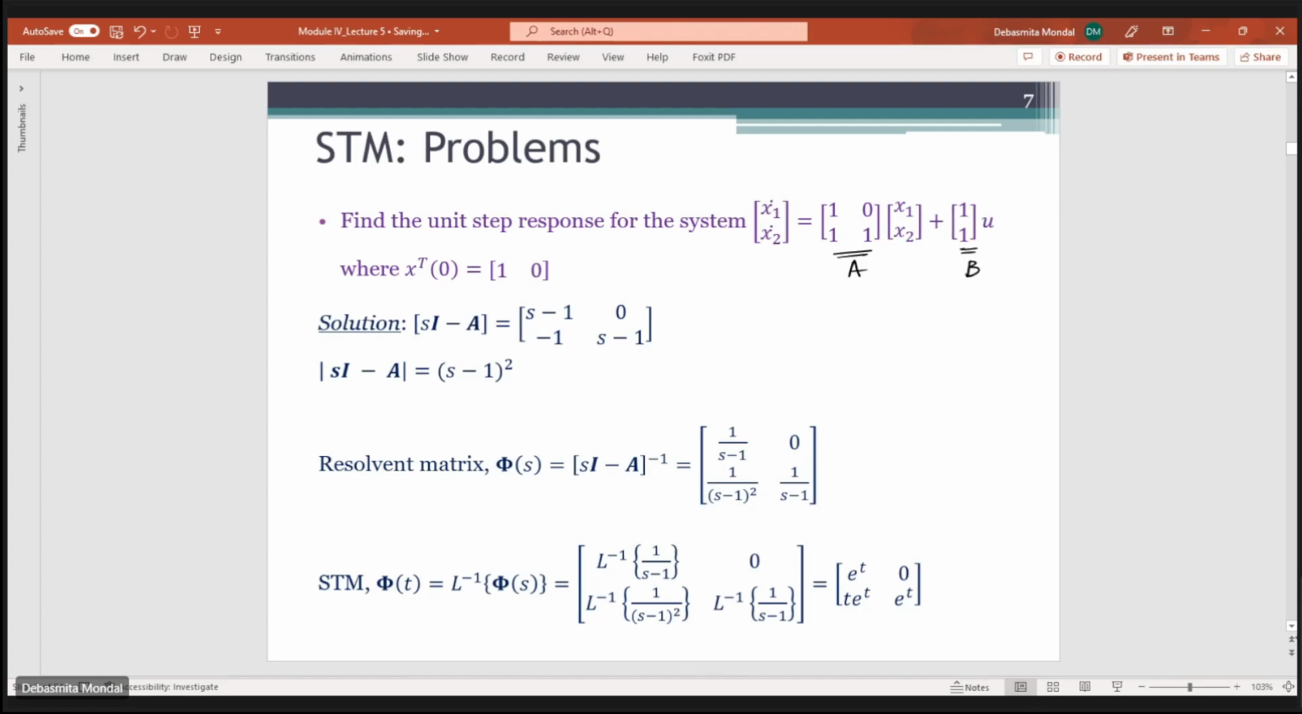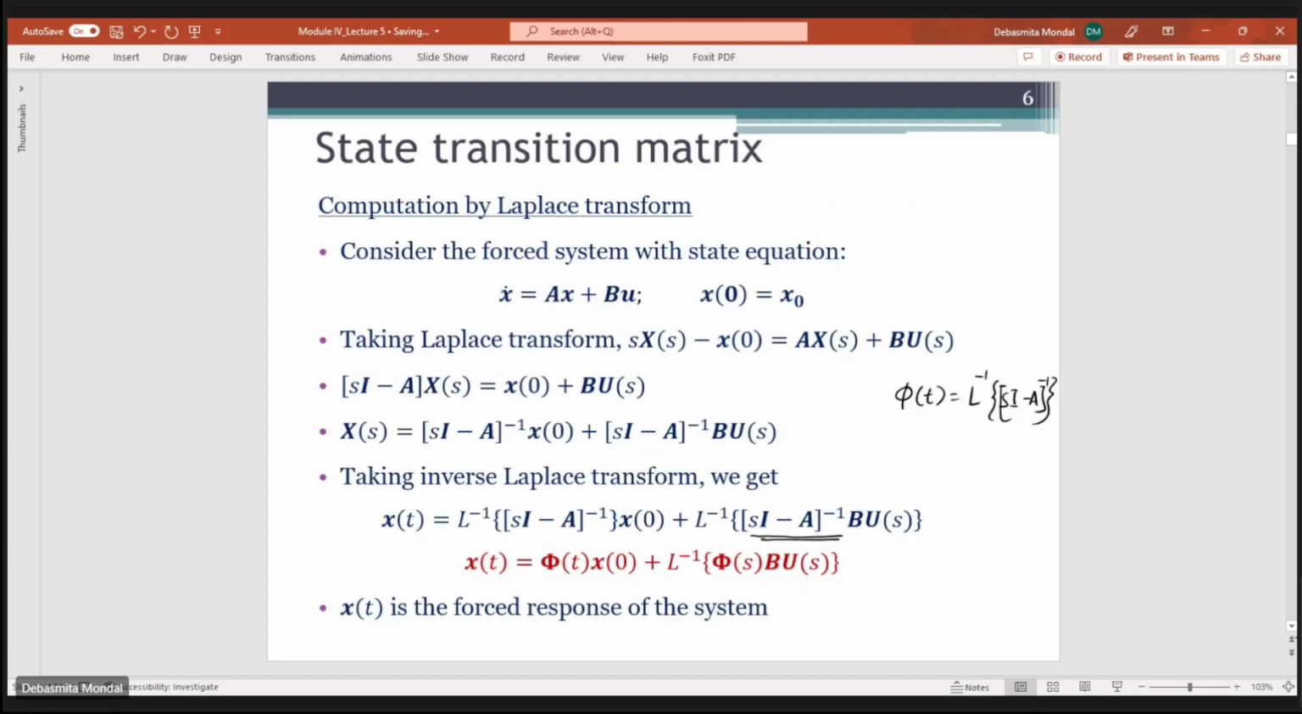So X transpose is provided. That means you can write that X0 will be equal to [1, 0]. The first step, in order to find the unit step response, is to find the state transition matrix. Once we know the state transition matrix, we can obtain the response of the system by substituting it into this equation.